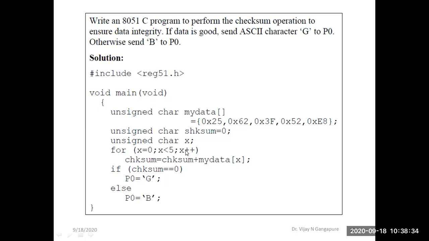Next time x will get incremented by 1, the value in x will become 1, and the condition is still true, so again the loop statement will be executed. chk sum is equal to chk sum plus my data[x]. Now x has value 1, meaning it points to the next element in the array, which will get added into the checksum byte. In checksum there is the first number, that is 25, both will get added and that value will get assigned to the chk sum variable. In this way all these 5 bytes will get added and finally the result is in chk sum.